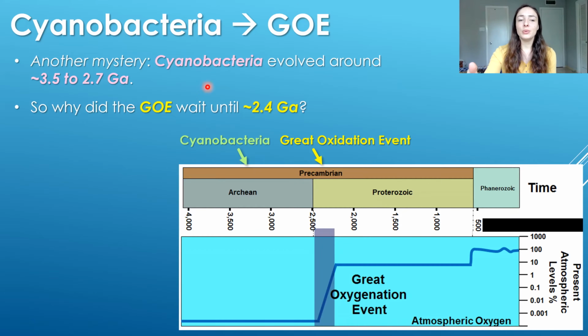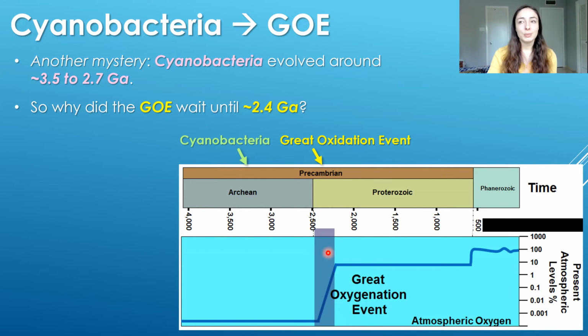Cyanobacteria evolved around 3.5 to 2.7 billion years ago. 2.7 is the most undeniable evidence for cyanobacteria. 3.5 is more of a probably these microbial mats represent cyanobacteria, but we're not 100% sure. But in either case, those two numbers are both way before what we call the Great Oxidation Event.